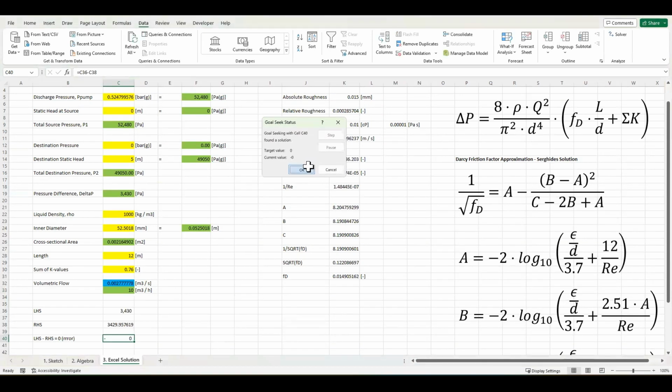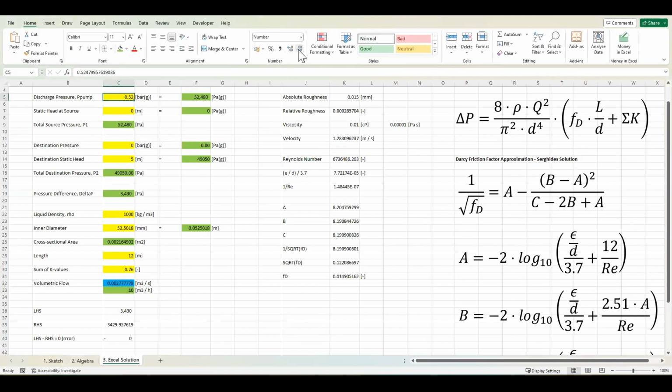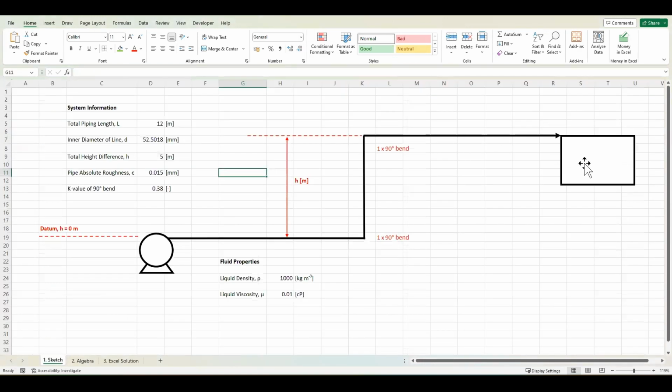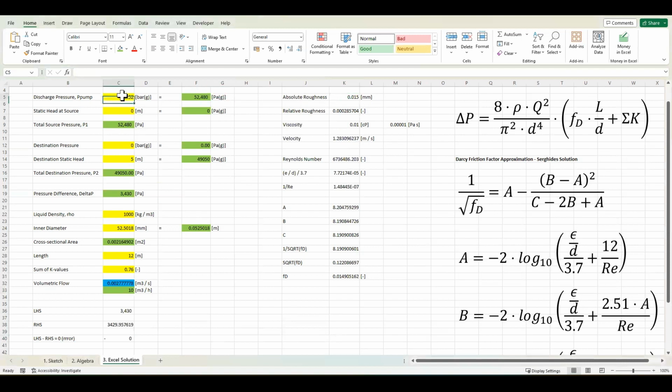So what this should do now is tell me, well, if I want 10 meters cubed an hour flow, then I need to specify a pump with this much discharge pressure. Of course, you're going to go to 2 decimal places rather than any more than that. So this is essentially saying, if I've got a system like this, to get 10 meters cubed an hour into this tank, I need to specify that the pump has a discharge pressure of 0.52 bar.